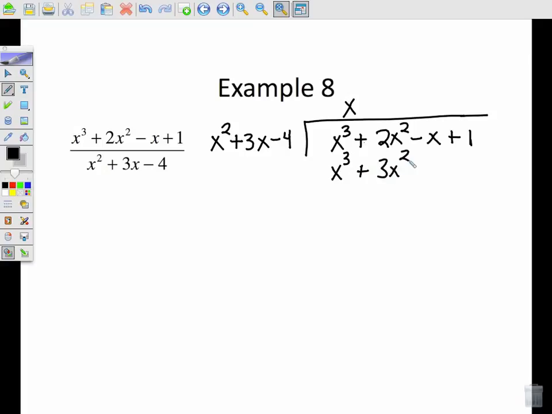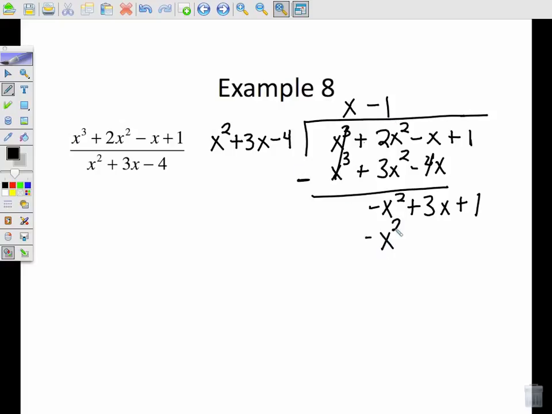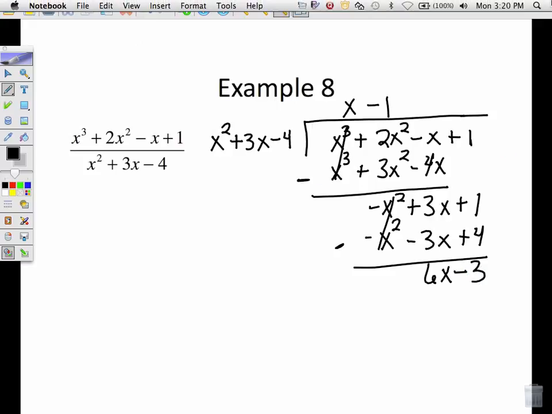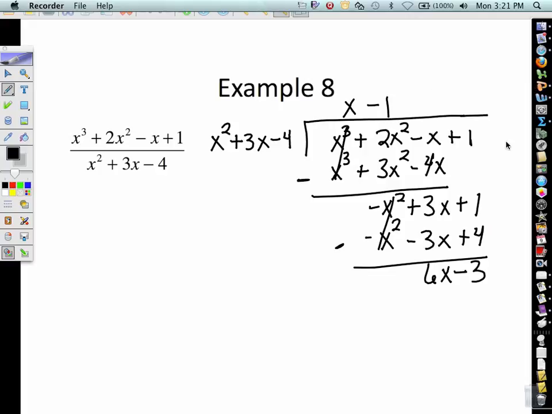So long division, this is going to be an x. I'm going to distribute that down, x to the third plus 3x squared minus 4x. Subtract: negative x squared plus 3x and then plus 1. Divide one more time, that's minus 1. So we get negative x squared minus 3x plus 4. Subtract, that's 6x minus 3.